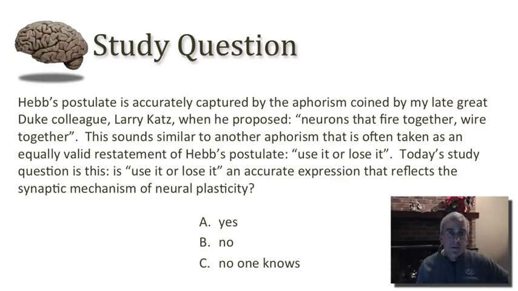As I've been mentioning, my former colleague here at Duke, Dr. Larry Katz, proposed the aphorism, neurons that fire together, wire together. Well, this is a wonderful phrase to take away from this tutorial, and perhaps it sounds familiar to an aphorism that you may know. That aphorism is use it or lose it. And this might appear to be a valid restatement of Hebb's postulate, but this is the question I want you to consider, and perhaps even kick it into the discussion forum and share your thoughts about it.